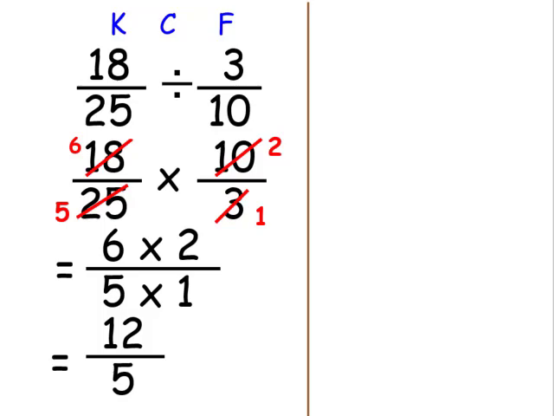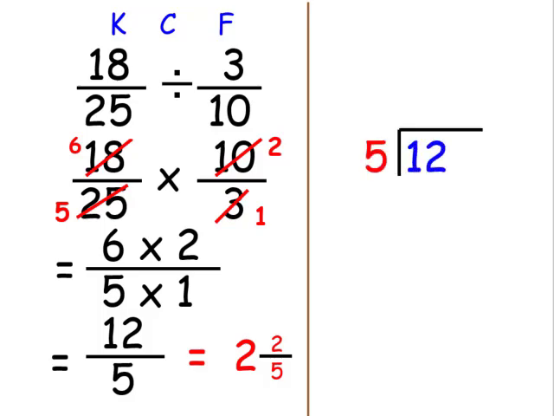Again, an improper fraction. This one's a little bit tougher to see. If you're doing mental division, 5 goes into 12 2 times with 2 left over. So we have 2 and 2/5. If we want to see it visually, 5 into 12 is 2. 2 times 5 is 10. 12 minus 10 is 2. And we put our remainder over the divisor.